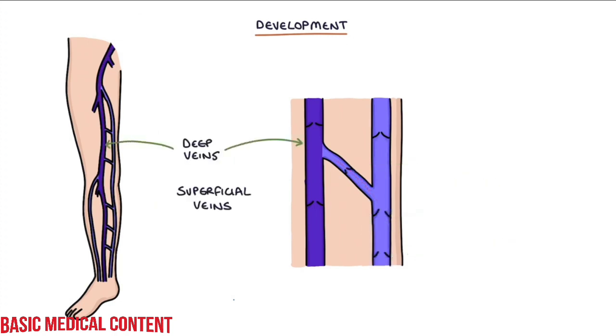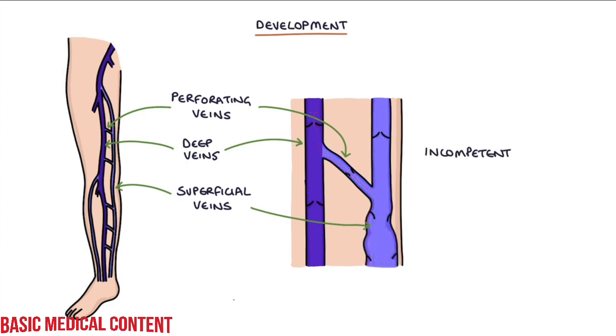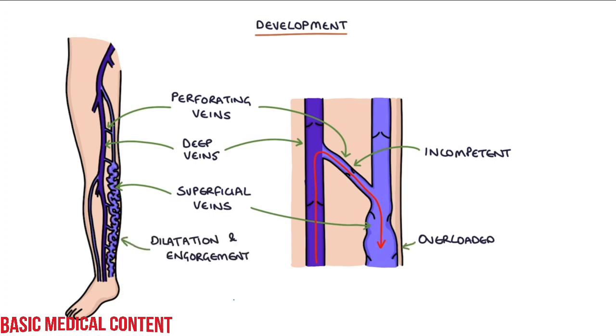The deep and superficial veins are connected by vessels called perforating veins or perforators, and these allow blood to flow from the superficial veins to the deep veins, but not the other way around. When the valves are incompetent in these perforators, blood flows from the deep veins back into the superficial veins and overloads them. This leads to dilatation and engorgement of the superficial veins, forming varicose veins. So varicose veins are caused by incompetent valves in the perforating veins.